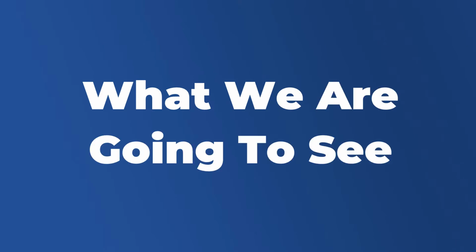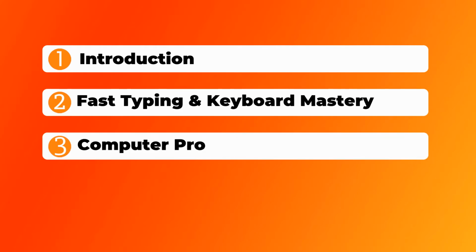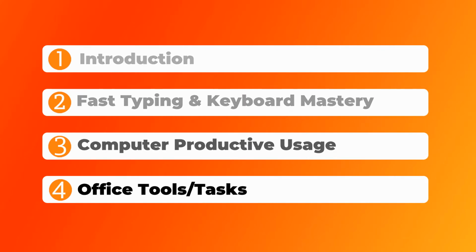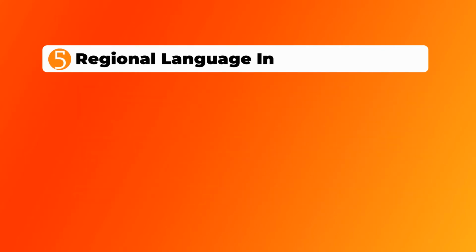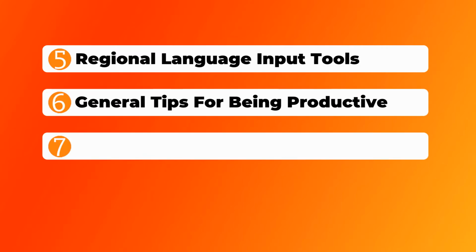Well, let me give you the course outline to have a clear picture of what we are going to see. This course contains 7 simple modules. Number 1, Course Introduction. Number 2, Fast Typing and Keyboard Mastery. Number 3, Computer Productive Usage. Number 4, Office Tools or Task. Number 5, Regional Language Input Tools. Number 6, General Tips for Being Productive. Number 7, Conclusion for this course. Let us dive into the course.